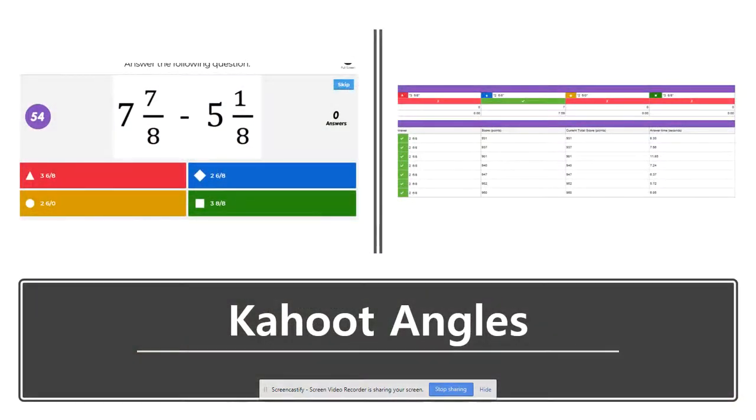Another piece of technology that I use is called Kahoot. Kahoot is an application that uses the student's competitive nature in order to further understanding of academic knowledge. For example, I asked a question: what's 7 and 7/8 minus 5 and 1/8? Students were working together or independently. I was able to see what they knew. If they did not understand it, I was able to go back and teach them how to solve the problem. On the right, you can see their scores and what they got.